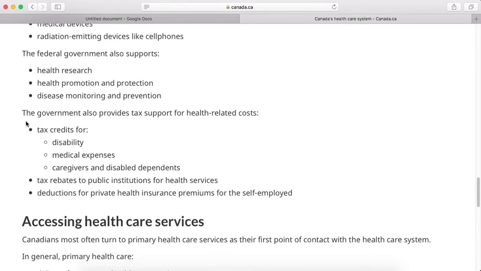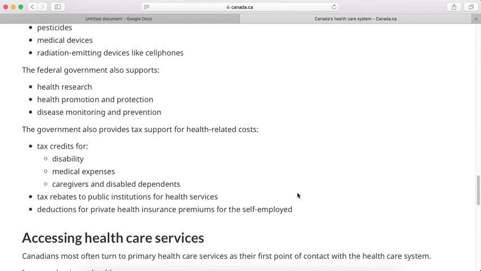Other than that, the government also provides tax support for health related costs like tax credit for disability, medical expenses, caregivers and disabled dependent, tax rebates to public institution for health services, deduction for private health insurance premiums for the self-employed. So these are the responsibilities of the federal government.